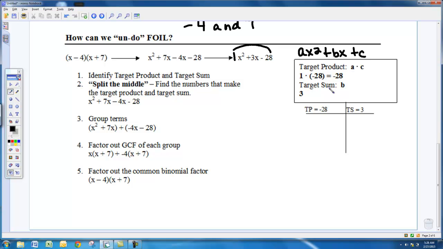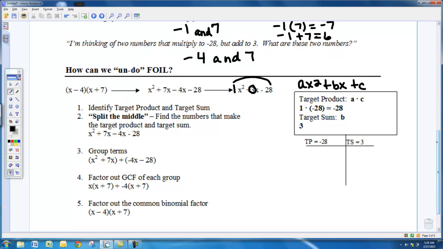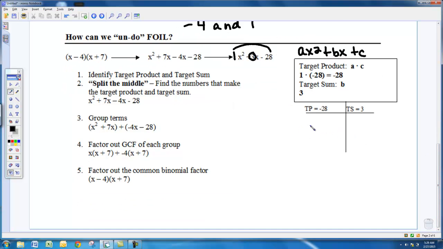To find our target sum, we're going to look at the middle coefficient. So our target sum is 3. Okay, so now we're going to split the middle, which means we're going to find the numbers that multiply to make -28 and add to make 3. I believe we just did that in our last one and decided that they were -4 and 7. So -4 times 7 is -28, and -4 plus 7 is 3.